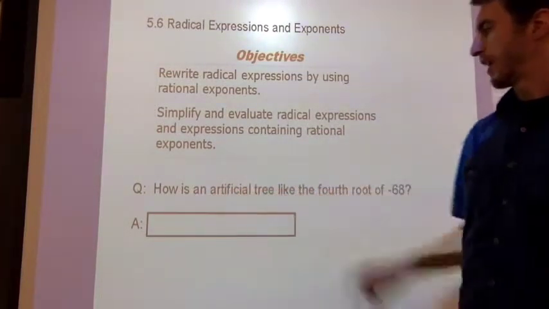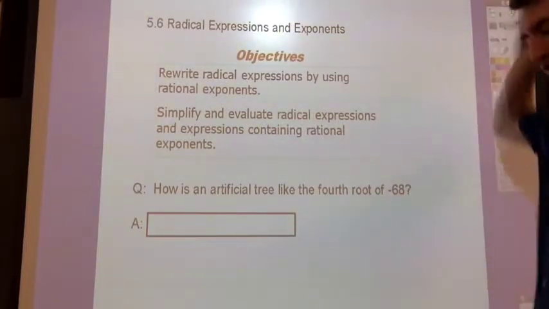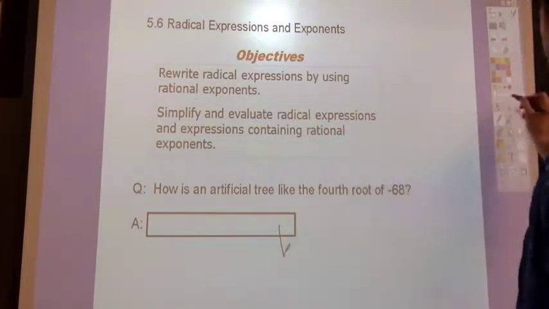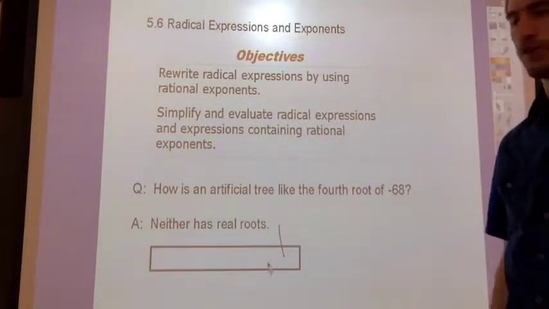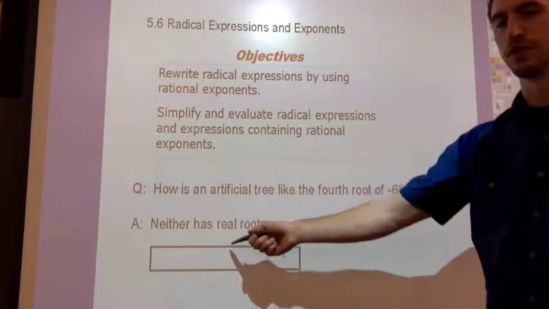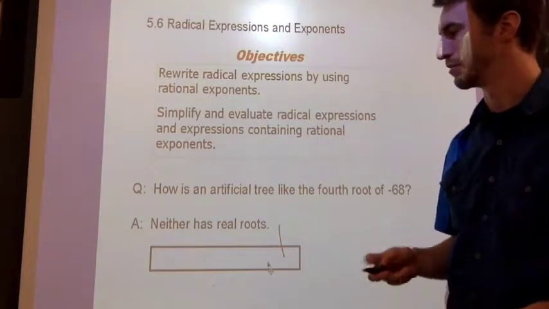The joke is, how is an artificial tree like the fourth root of negative 68? Neither has real roots. And you'll understand that the fourth root of negative 68 has no real roots as well.